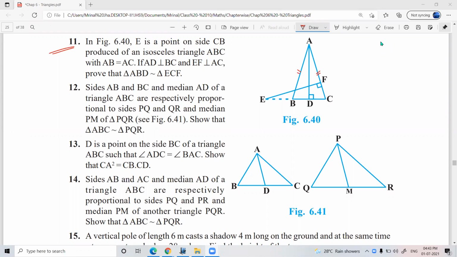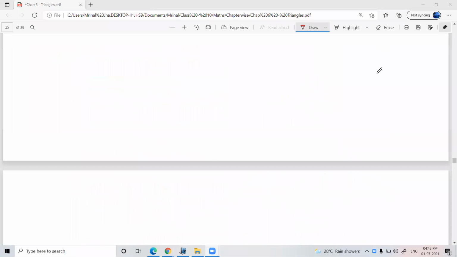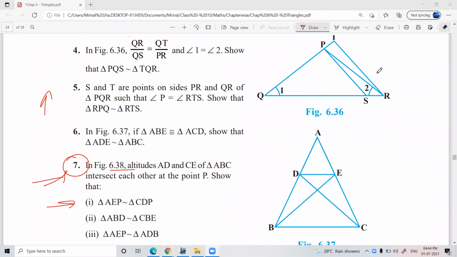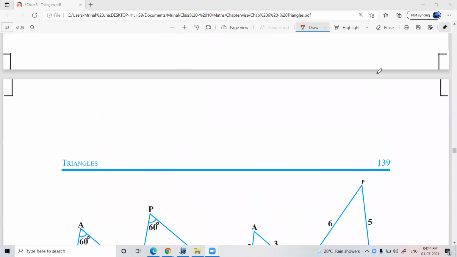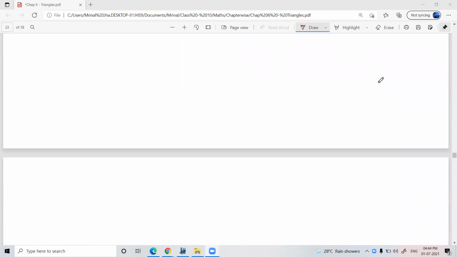Okay, so we are talking about the 11th problem, exercise 6.3, right? What is it, 6.3 or 2? 3, sir. Yeah.